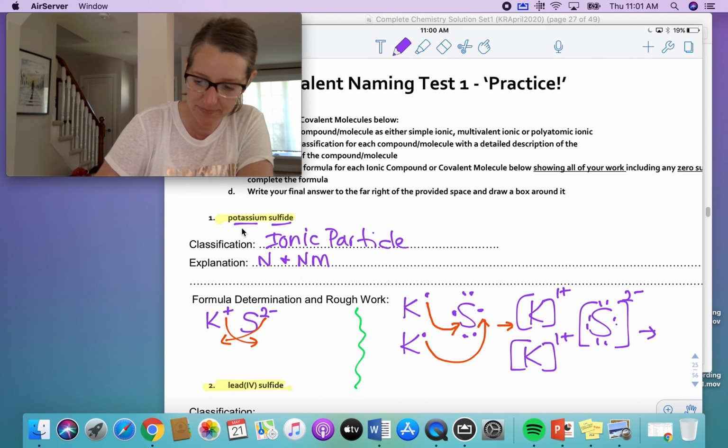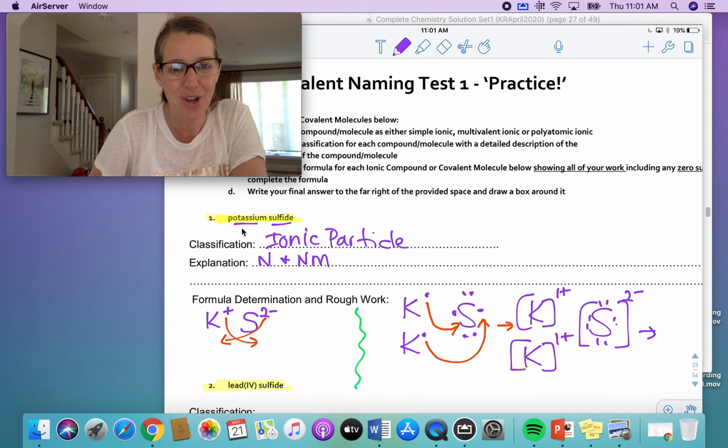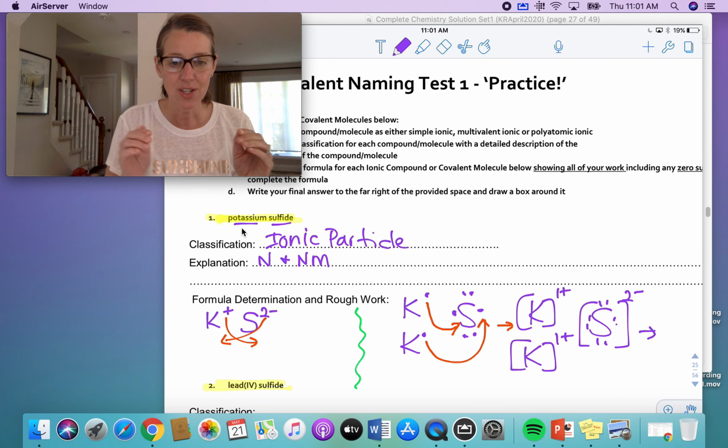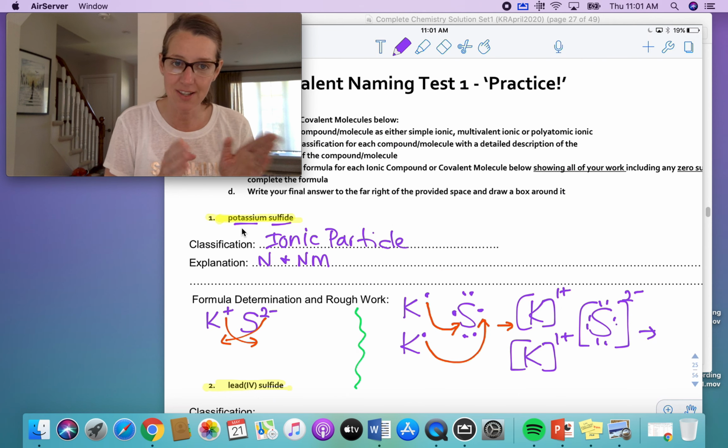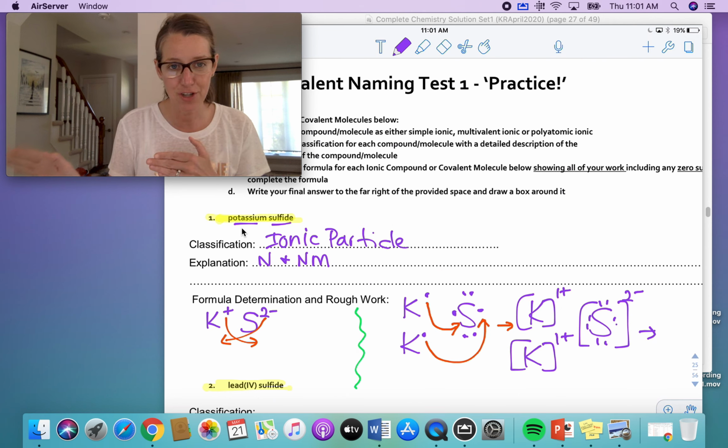Example number 1. I want you to be able to write the formula for the compound that's called potassium sulfide. Step number 1, you classify the compound as either ionic or molecular, and then you know which rule to follow. So this has a metal and a non-metal. Potassium's on the left, sulfur is on the right side of the periodic table. When non-metals and metals come together, they come together in a particular ratio of those ions, and so therefore it makes an ionic particle. Okay, this is an electrostatic attraction.